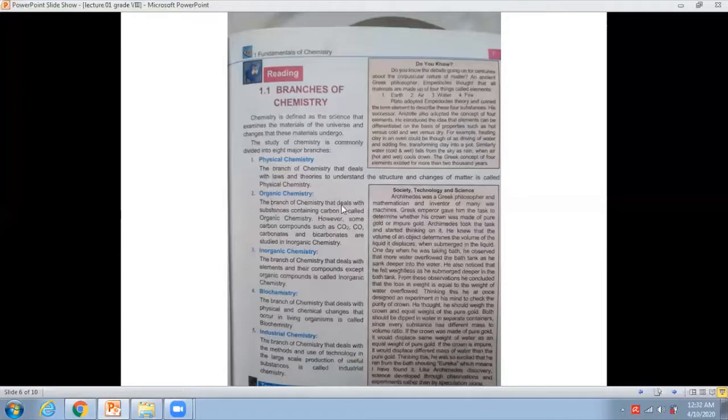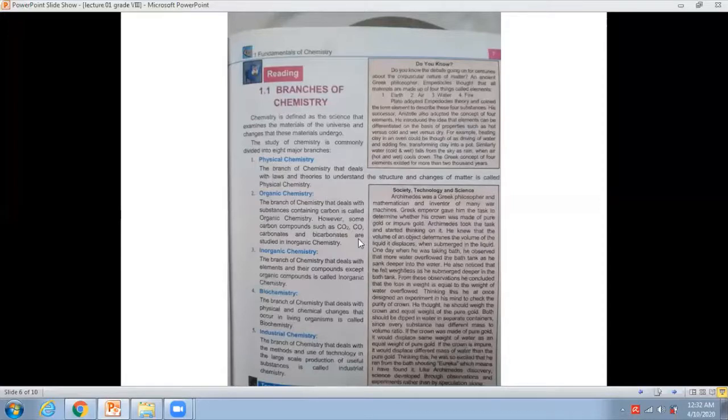So the branch of chemistry that deals with substances containing carbon is called organic chemistry. Coal, petrol, natural gas all contain carbon compounds. So all these we study in organic chemistry. However, there are some compounds, although they contain carbon, that we consider as inorganic compounds. These are carbon dioxide, carbon monoxide, carbonates, and bicarbonates.